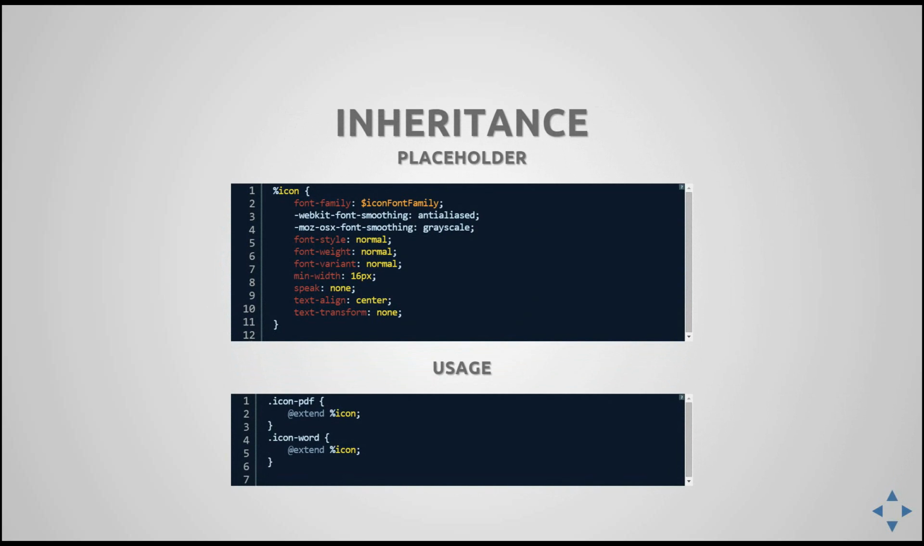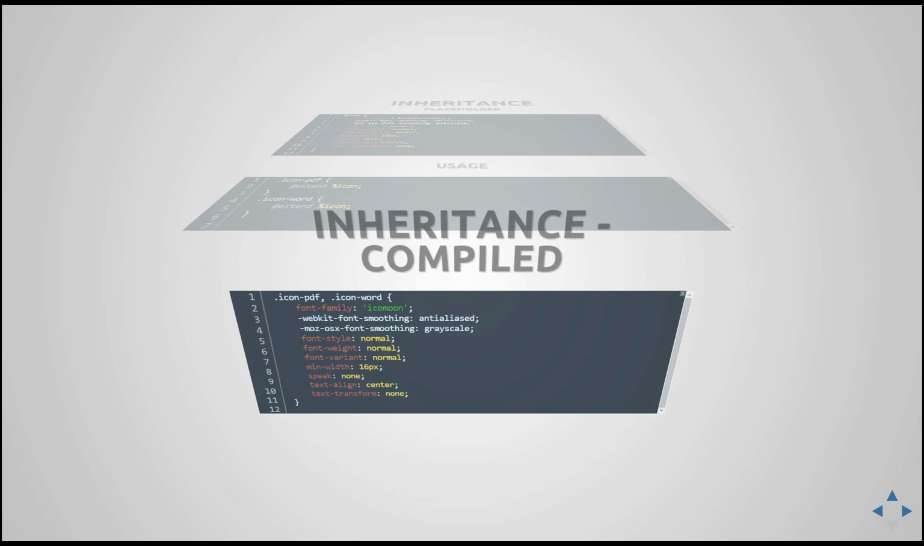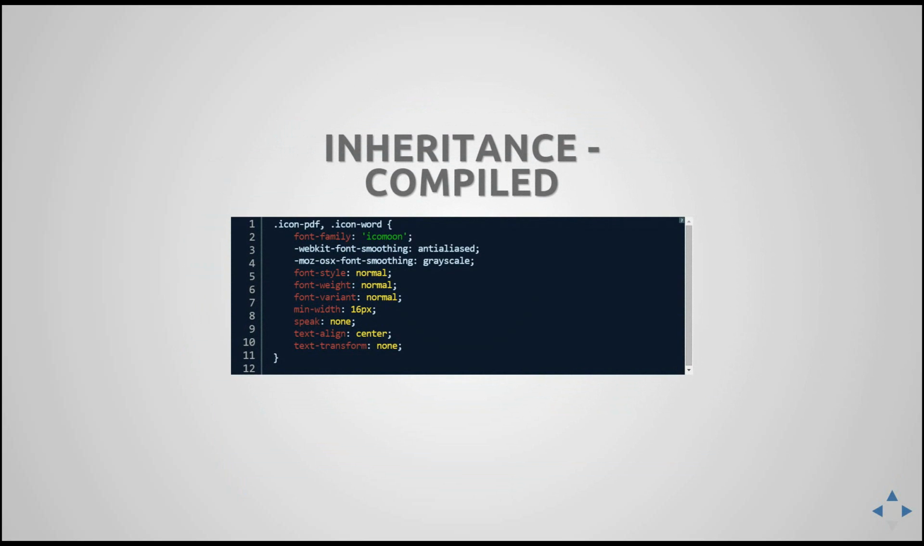In this example, we have a placeholder designated with the % and the name icon. We've opened up some room for some styles and filled it. In our use case below, we have two classes, icon-pdf and icon-word. Within both of these selectors, we're using the @extend and extending the %icon placeholder. Once compiled, both icon-pdf and icon-word inherit the %icon placeholder's styles.